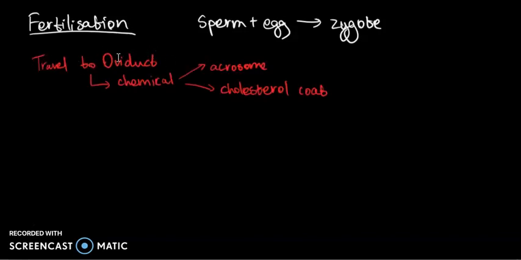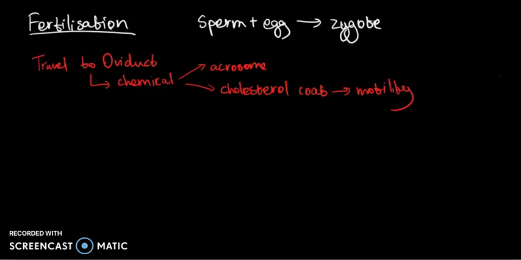So the oviduct, sometimes called the fallopian tube, is the general area in which fertilization occurs. Before the sperm travel to the oviduct, there are chemical changes that occur. One such reaction is the cholesterol coat being dissolved by some enzymes. This helps to increase motility of the sperm, making it more likely to reach the end goal, which is the egg.